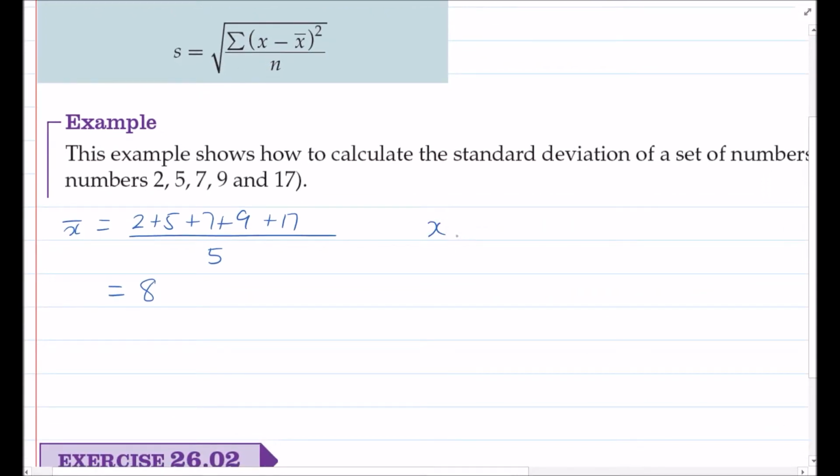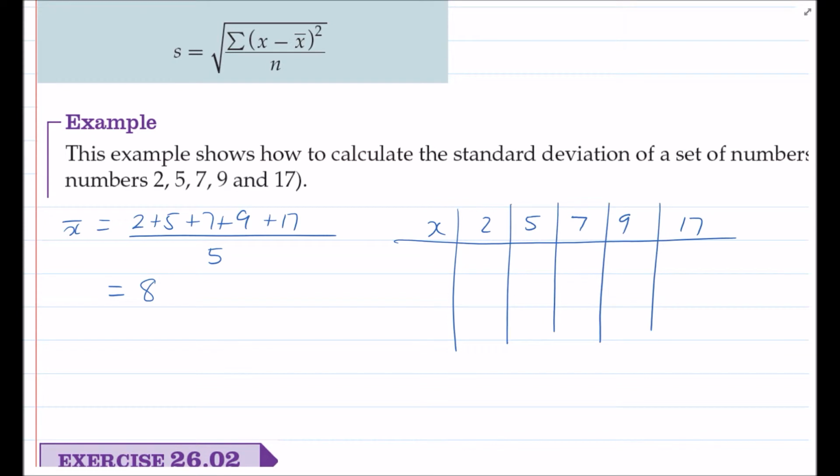Okay, so now we want to do the x minus x bar part, and for this it's really a good idea to draw up a table. So I'll put in our raw data values, or our raw possible outcomes. And on the next row down we'll have our x minus x bar calculation. So 2 minus 8 is negative 6, 5 minus 8 is negative 3, and so on.